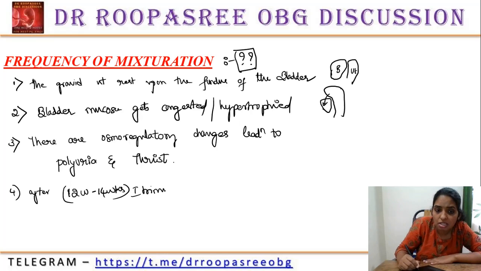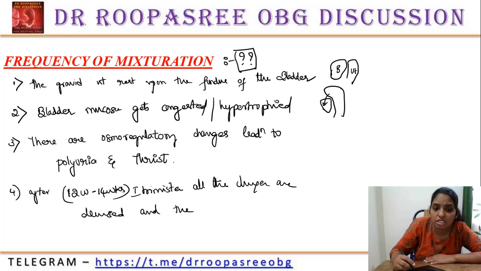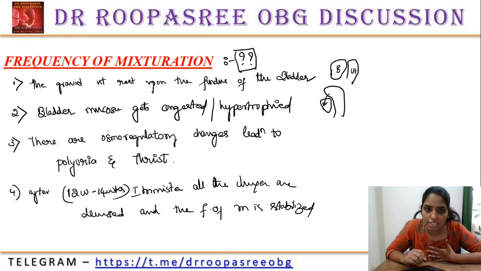After the first trimester, all these changes are decreased, and the frequency of micturition becomes stabilized. Again, it will be observed in the third trimester. We'll see those next changes there itself.